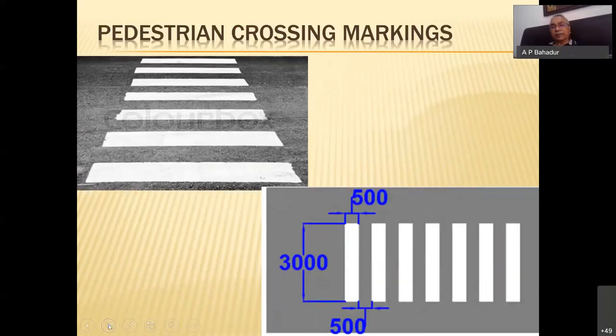These are pedestrian crossing markings: 50 centimeter width, 50 centimeter spacing and 3 meter length.